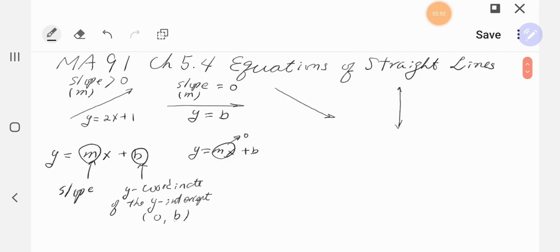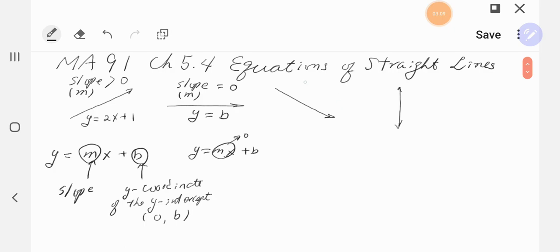What is the b value? It's the y coordinate where the line intersects the y-axis. So y equals b. The equation of a horizontal line is y equals b, where b is the y value of the line.